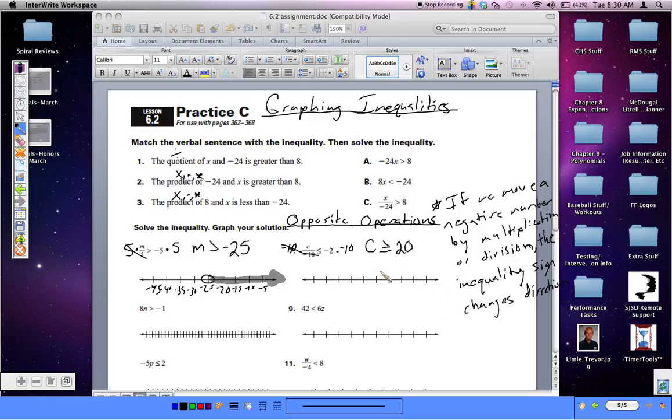So positive 20 has to be placed on this number line. I'll go ahead and place that in the middle for you there. It's up to you for how to number it, and then make sure you get this graph properly. And that's your help I'm going to give you on this section. Okay?